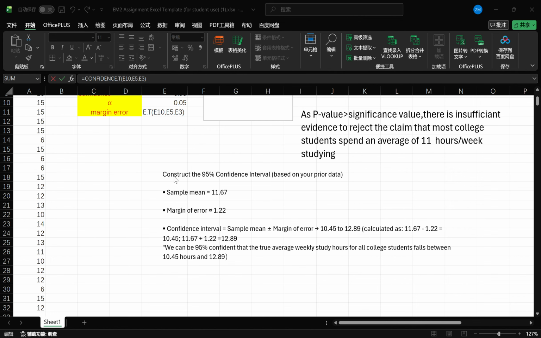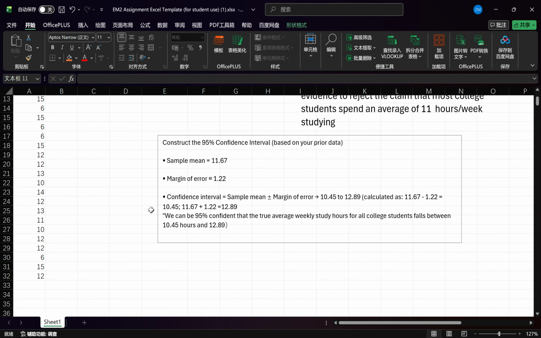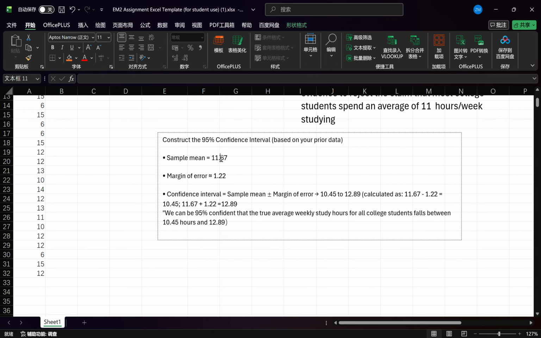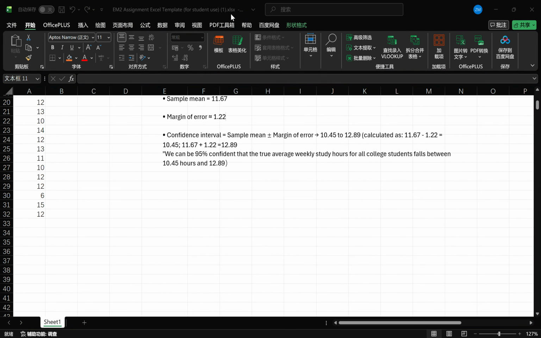Okay, after that, we can construct the 95% confidence interval here, based on my prior data. The sample mean is 11.67. My margin of error is 1.22. So we can conclude that the confidence interval is from 10.45 to 12.89. We can be 95% confident that the true average weekly study hours for all students falls between 10.45 and 12.89.